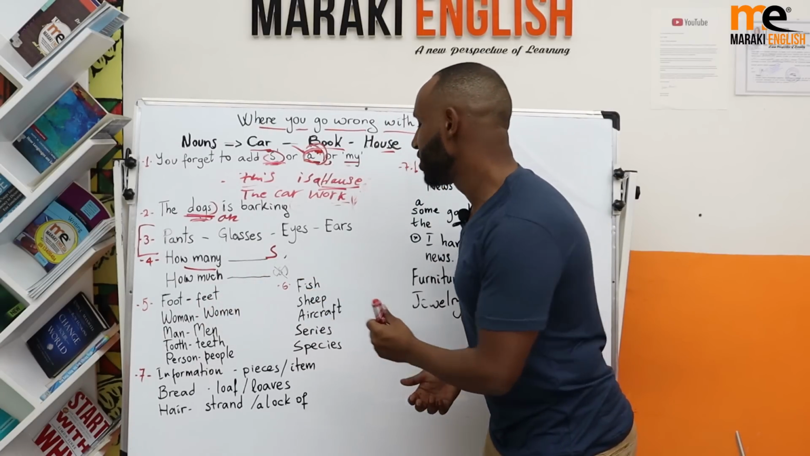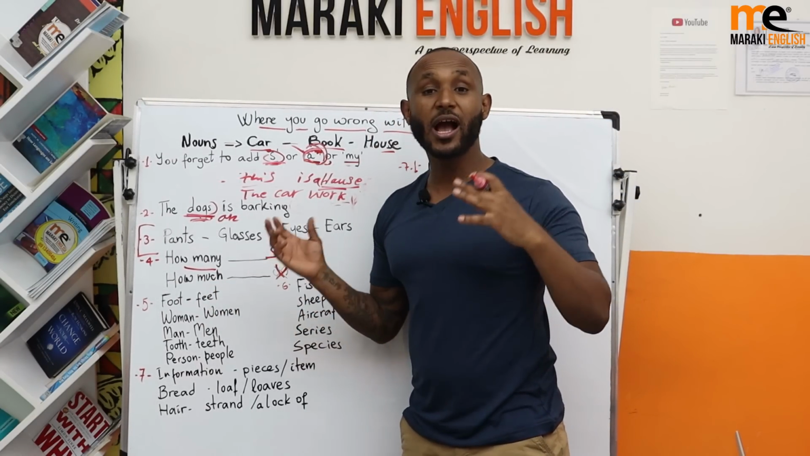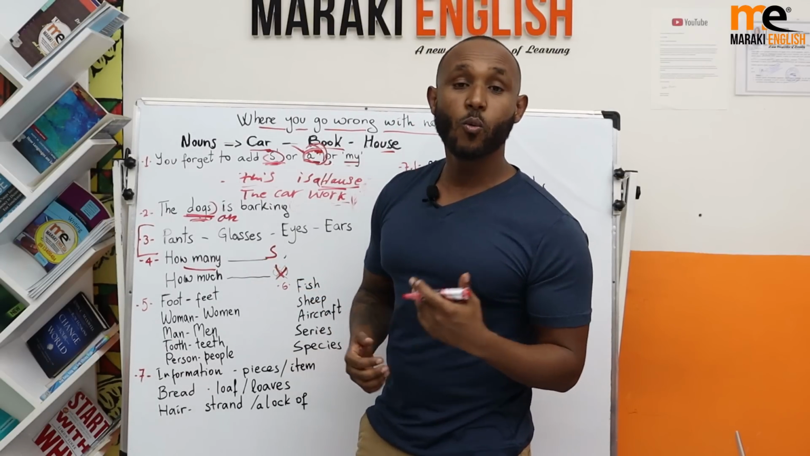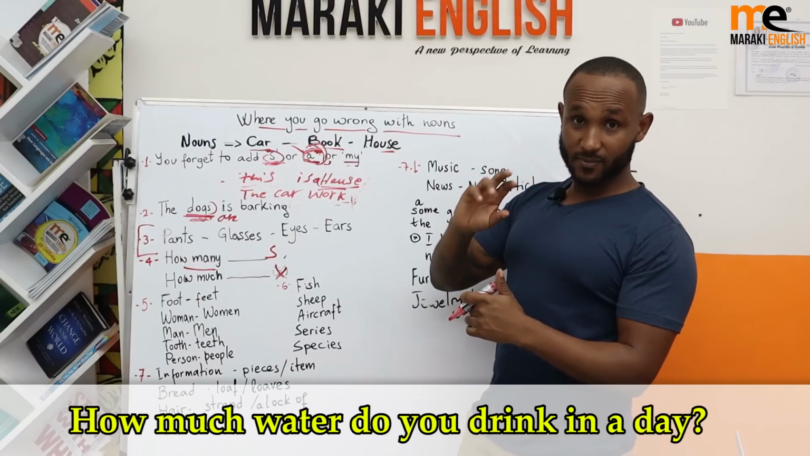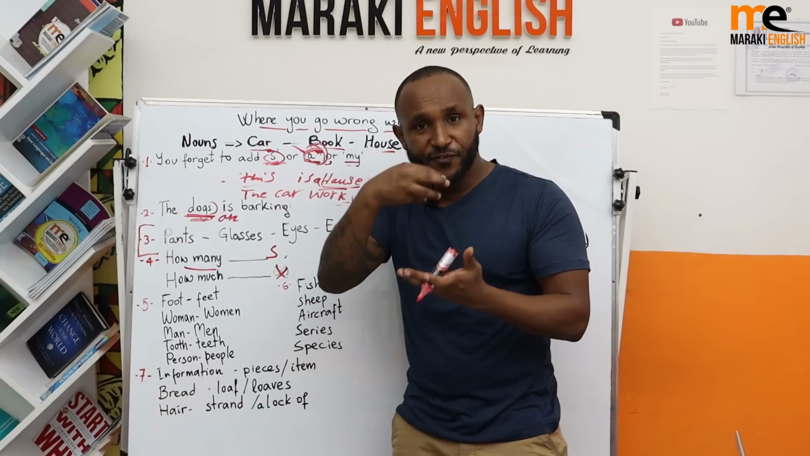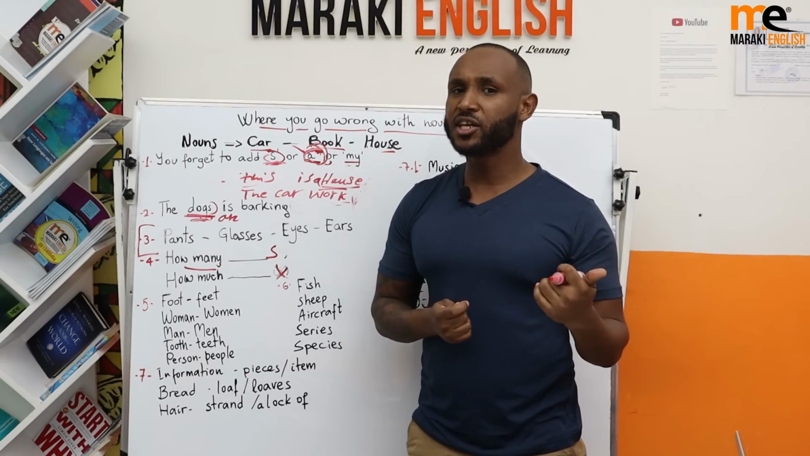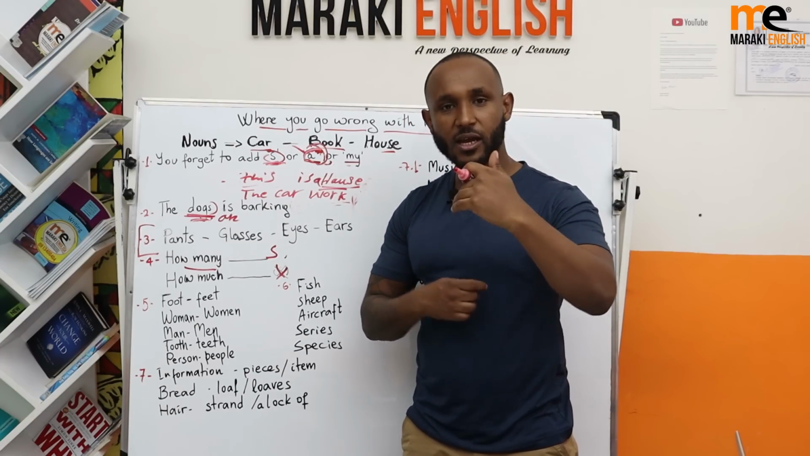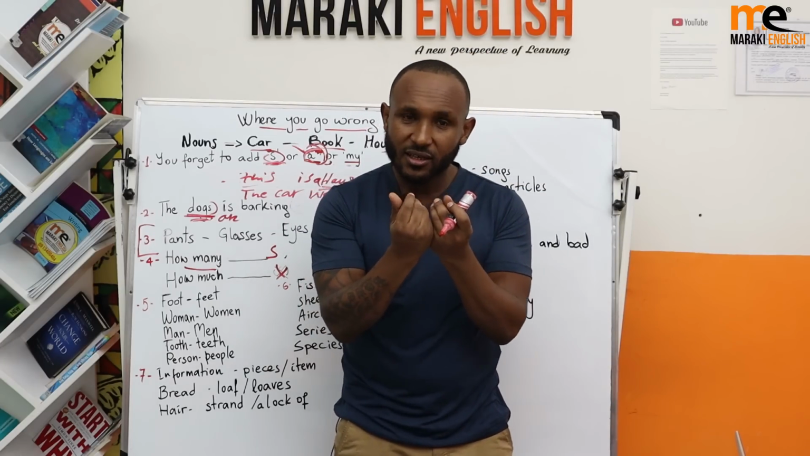But if you say how much, you never add s, because we say how much for uncountable nouns, like water. So how much water do you drink in a day? Okay? How much food do you eat in a day? How much money do you have in the bank? By the way, money is not countable. Yeah, we don't count money.